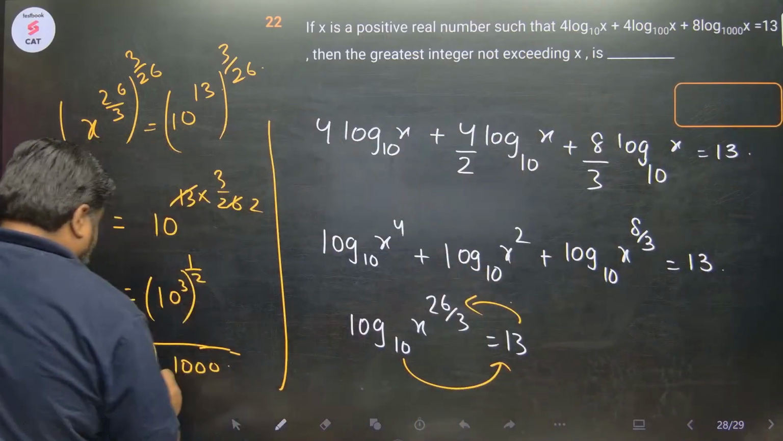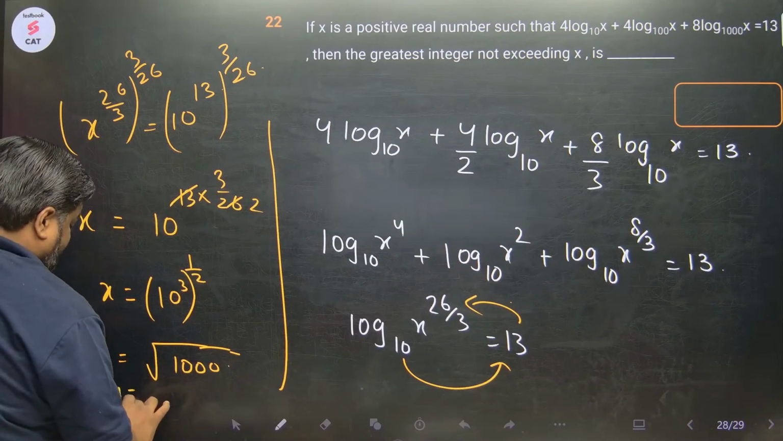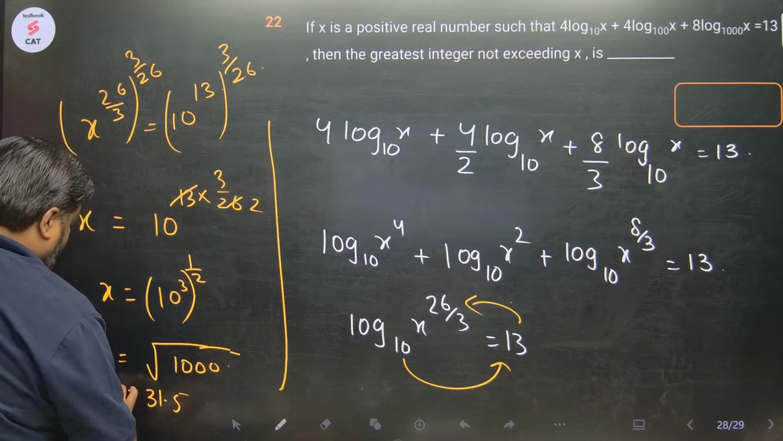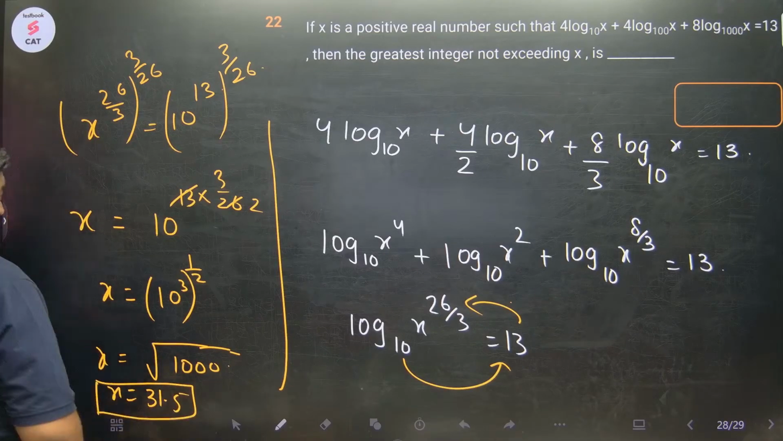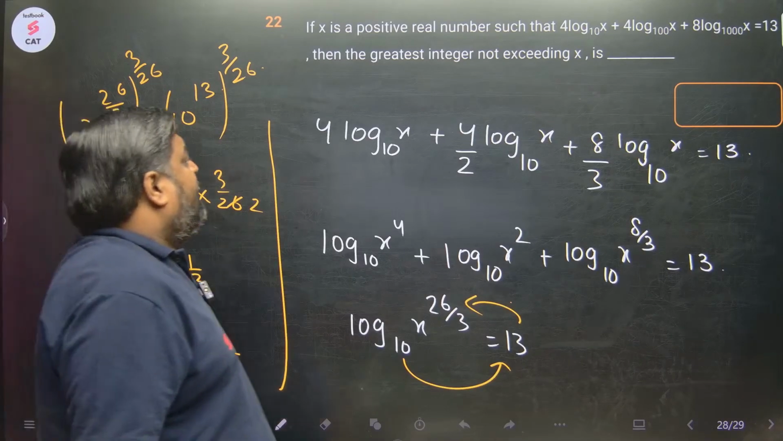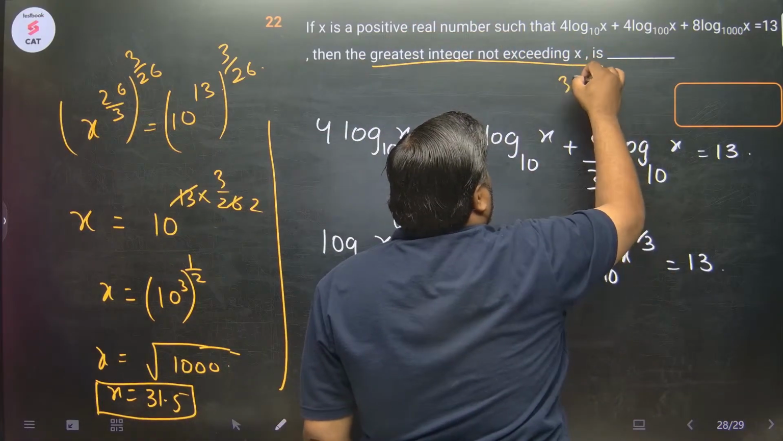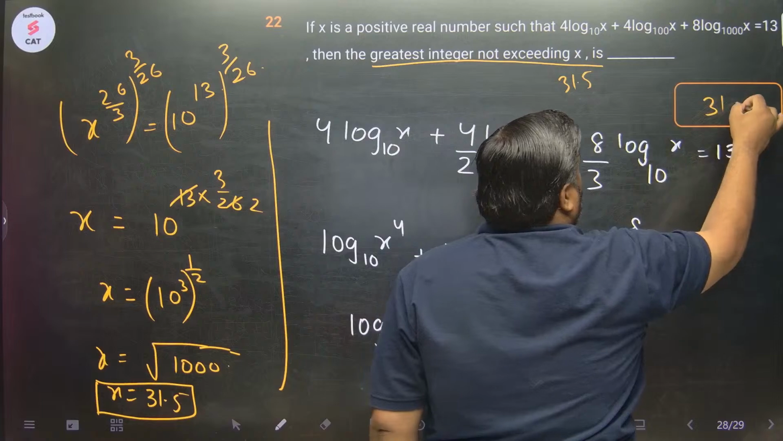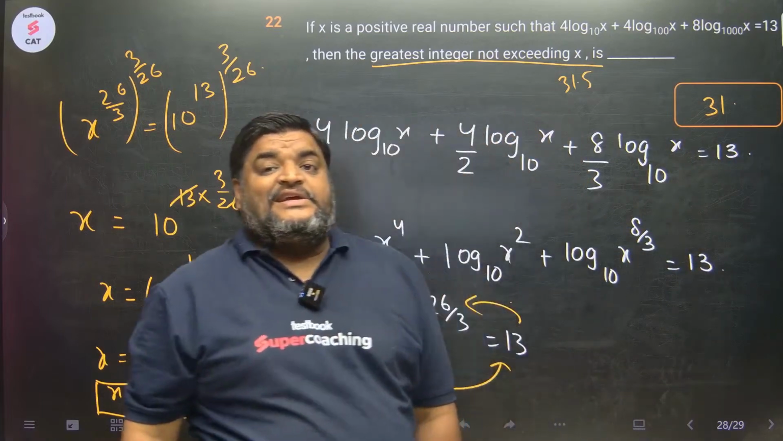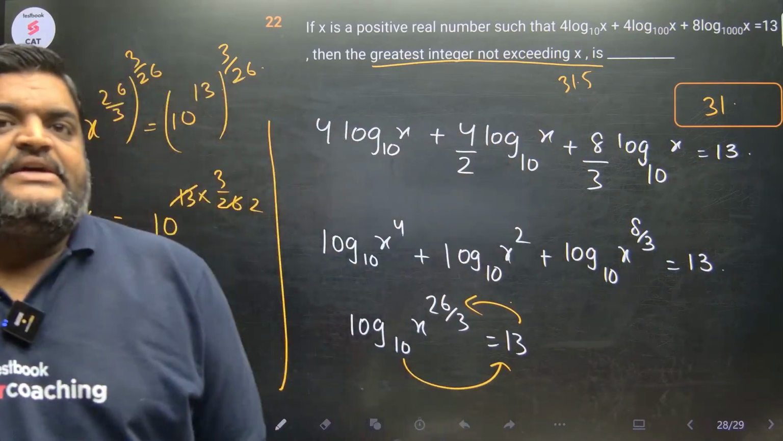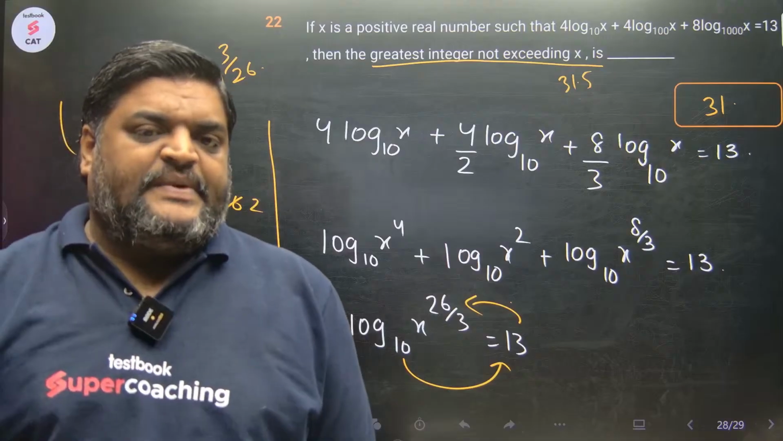ये 31 और 32 के बीच में आता है. So x is 31.5 बोल दो चलो. X is 31.5. So the greatest integer not exceeding 31.5 is 31.